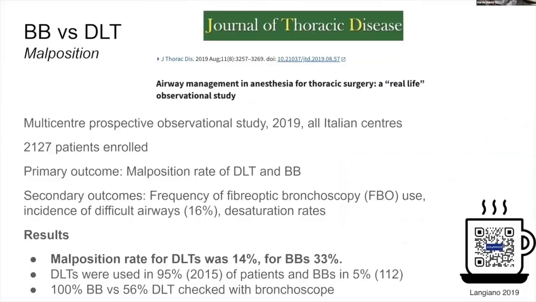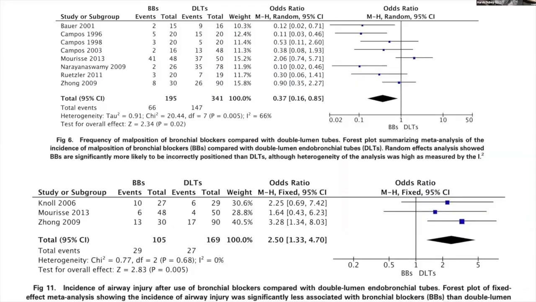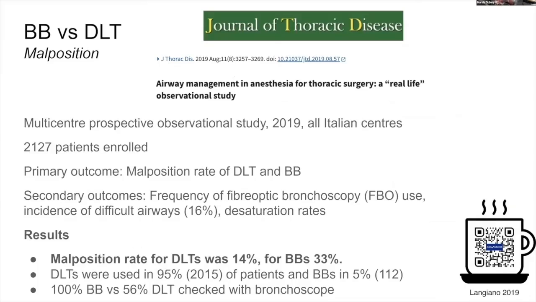Published a little bit more recently than that, this was a multi-center prospective observational study published in 2019. They had a very large patient cohort. They found the malposition rate for double lumen tubes was less than half that for bronchial blockers. But if you look at how many bronchial blockers they put in compared to double lumen tubes, it's worth appreciating this is probably just due to frequency of use. And as Slinger has already mentioned, whilst there is a use for bronchial blockers, it's something that perhaps we need to practice and keep in our arsenal a bit.